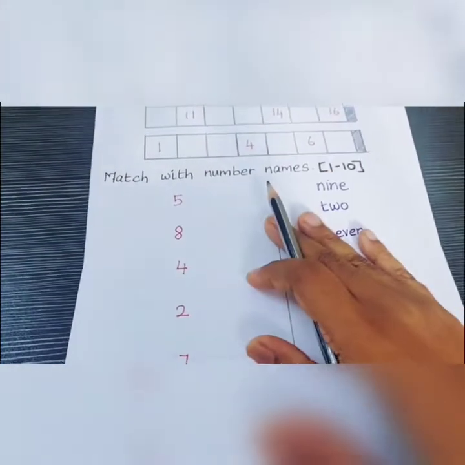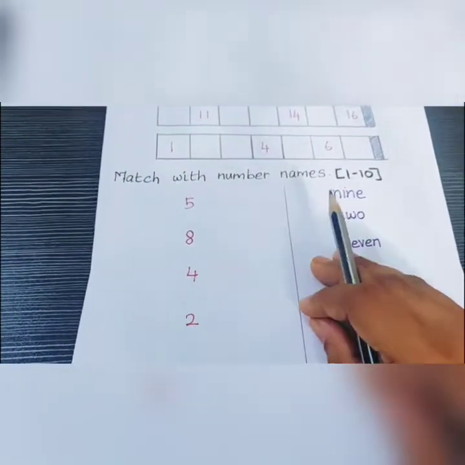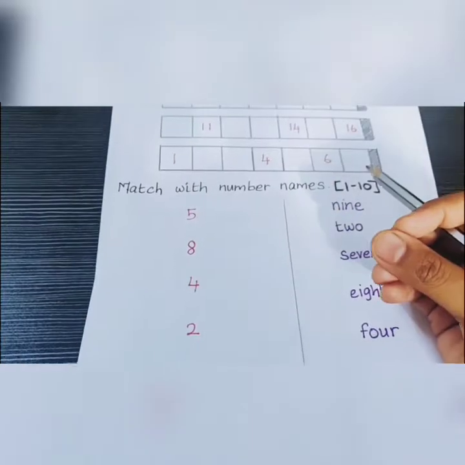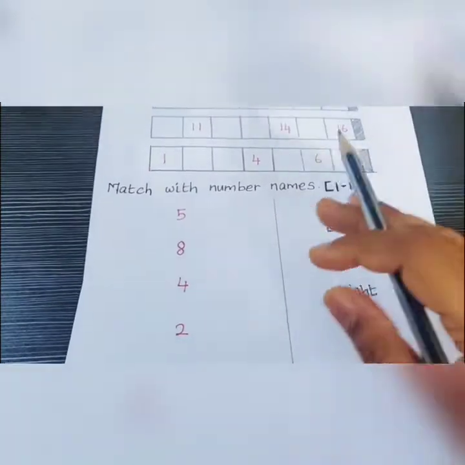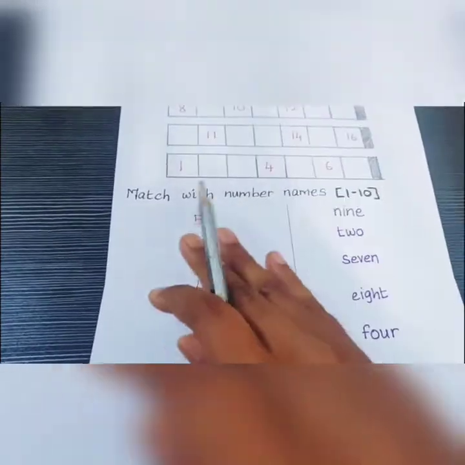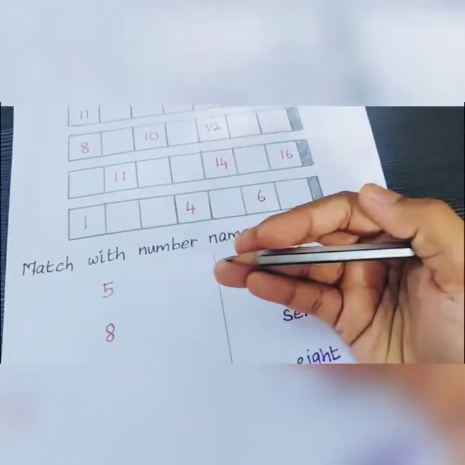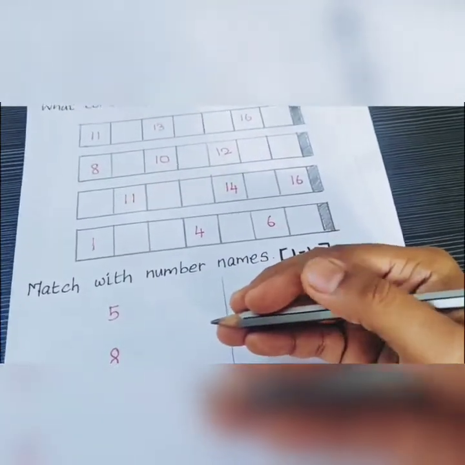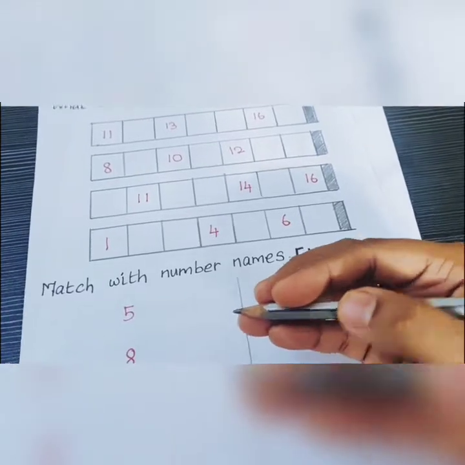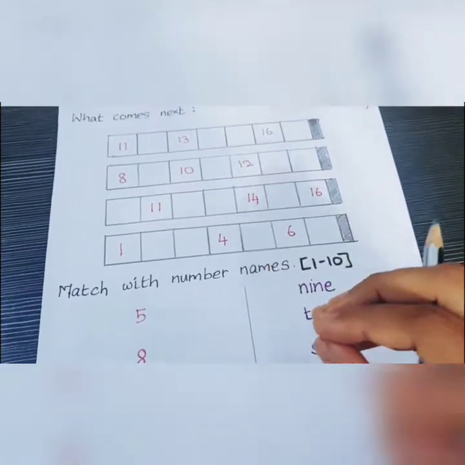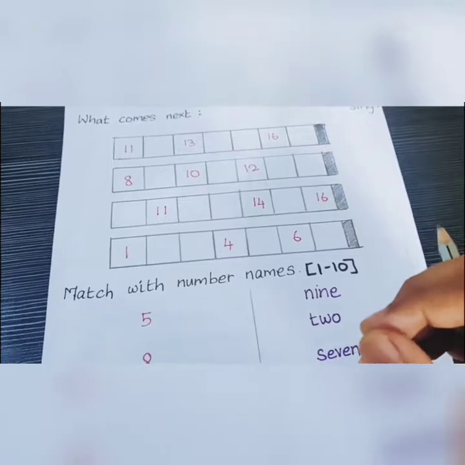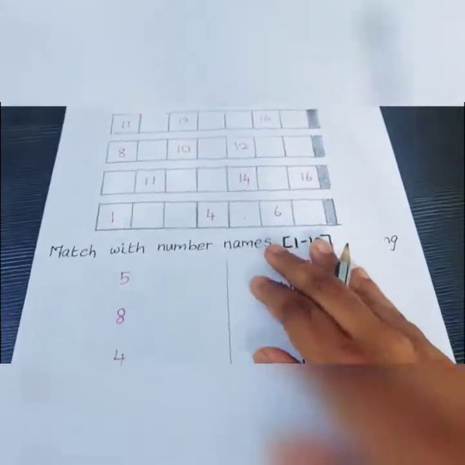Next comes the important activity, that is number names. But before doing this activity, first you have to make your child memorize the number names from 1 to 10. Don't go beyond 10 because till 10 itself, it will be enough initially for your child. Once they learn number names, you can ask them to do this matching activity.